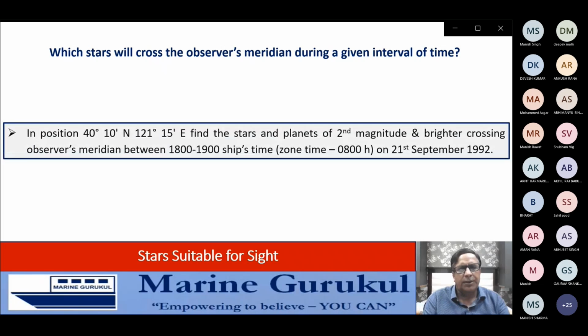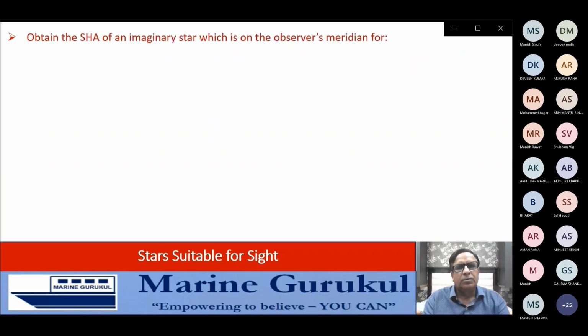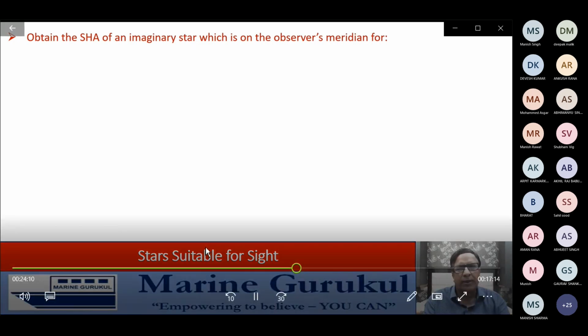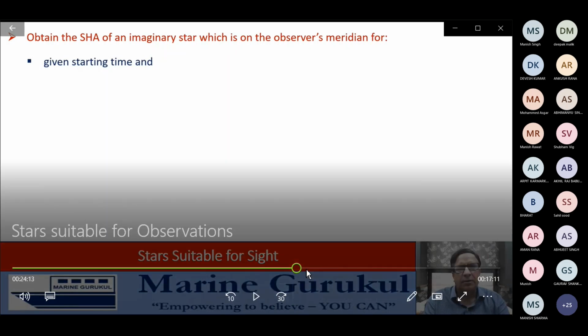For example, this one: in position 40 degrees 10 minutes north, 121 degrees 15 minutes east, find the stars and planets of second magnitude and brighter crossing the observer's meridian between 1800 hours to 1900 hours ship's time, zone time minus 0800 hours, on 21st September 1992. To handle such questions, we need to obtain the SHA of an imaginary star on the observer's meridian, both at the beginning of the given interval.